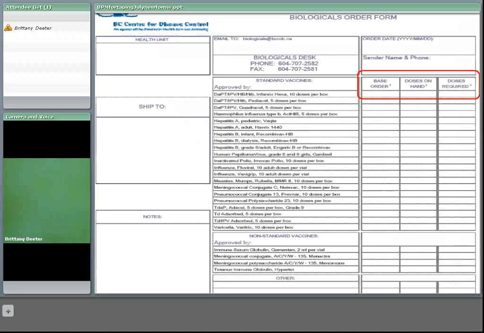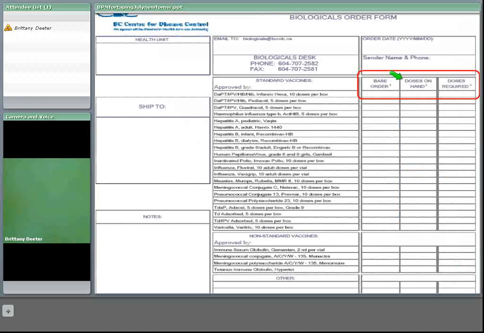Here we have the new biologicals order form. It was previously, I think, called the biologicals requisition form. This should be coming out, I believe, at the end of August. That's of 2010, and that's just a guesstimate. But you can see that we've gone from having units to having doses.